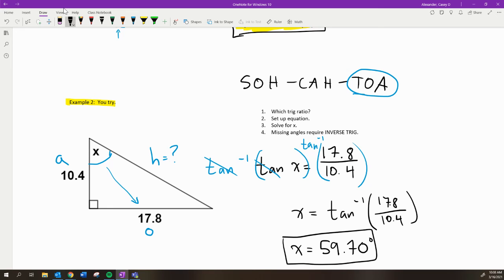So stay tuned for the next video, the next series of videos, when we get into the laws of sines and cosines. That'll be fun. In the meantime, you should do the Desmos activities that are posted in Schoology if you haven't had a chance to do them yet. Take care.